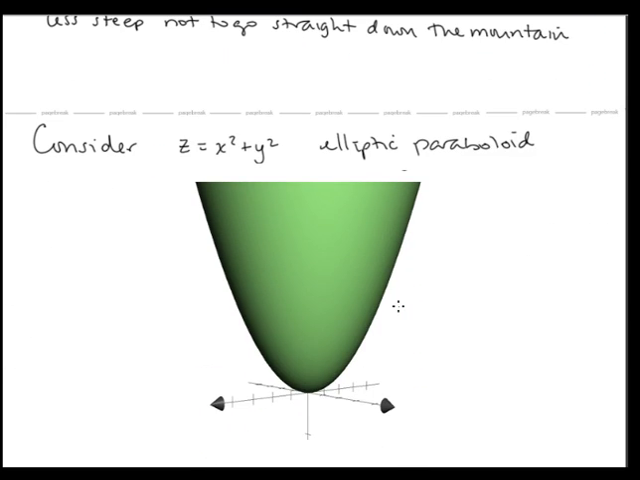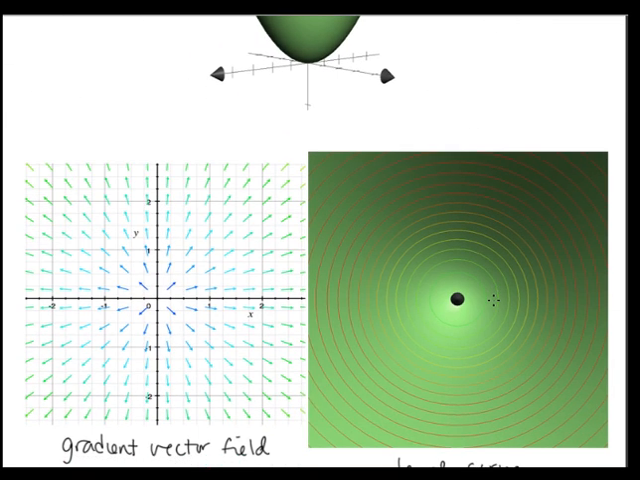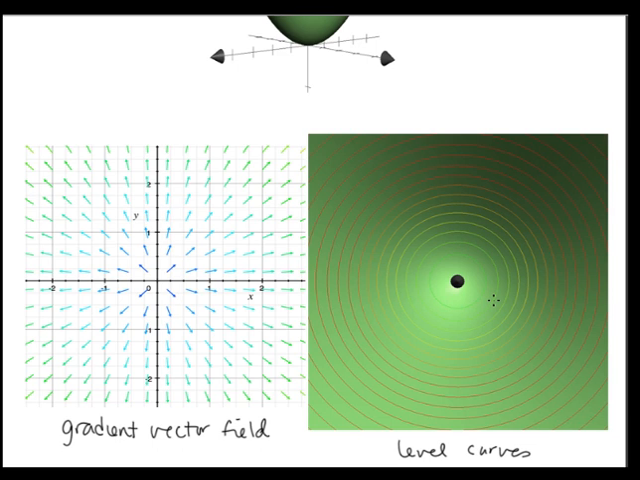z equals x squared plus y squared, the elliptic paraboloid. And let's take a look for this surface. Let's take a look at the gradient vector field and the level curves. So we've seen the contour map before, so this we are familiar with. But let's take a look at the gradient vector field.